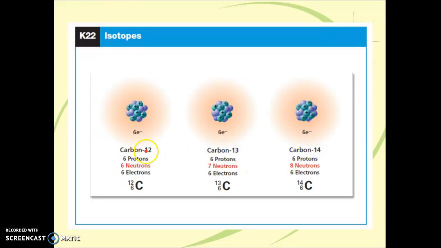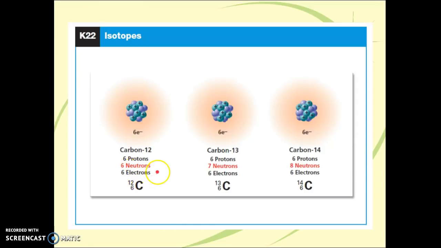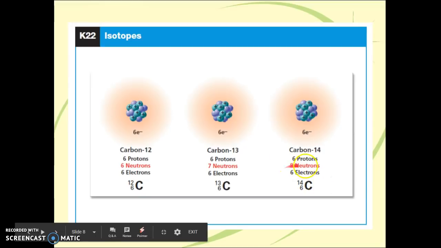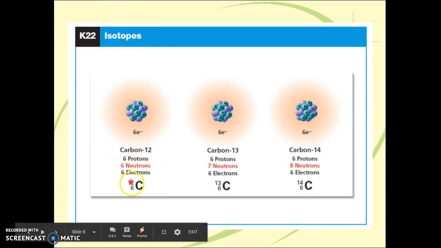But in carbon 12, we have 6 neutrons, which makes the mass 12. That's why we call it carbon 12. Notice that it still has the same number of electrons in all of them, right? That's what makes it a neutral charge. It's not what we would call an ion, right? A positive or negative ion. It's neutral. But in this case, the mass is going to be 12 for this carbon atom.